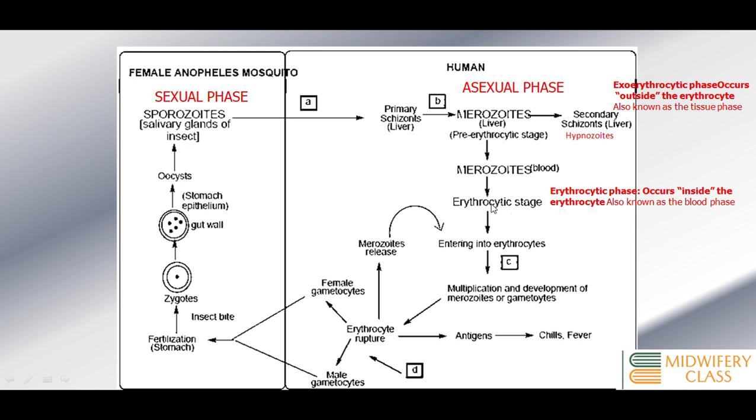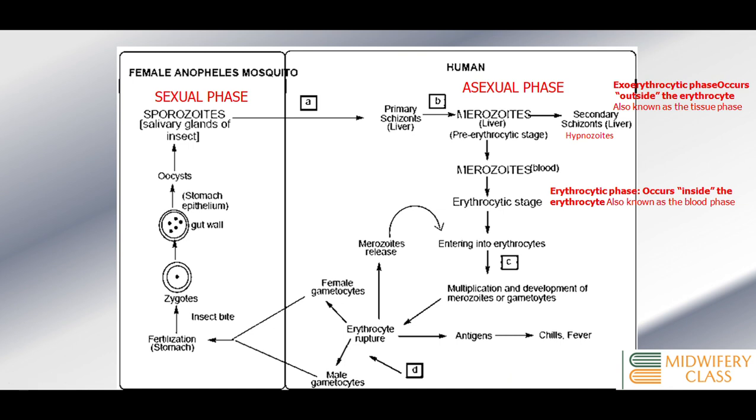Now, the other thing is that when you look at these merozoites that mature into secondary schizonts or hypnozoites, there are only two species of malaria that are capable of forming secondary schizonts or hypnozoites. They form dormant forms in the liver. One is P. vivax, then the other one is P. ovale. Only those two species of Plasmodium can form secondary schizonts. So that is about the life cycle of malaria, of Plasmodium.